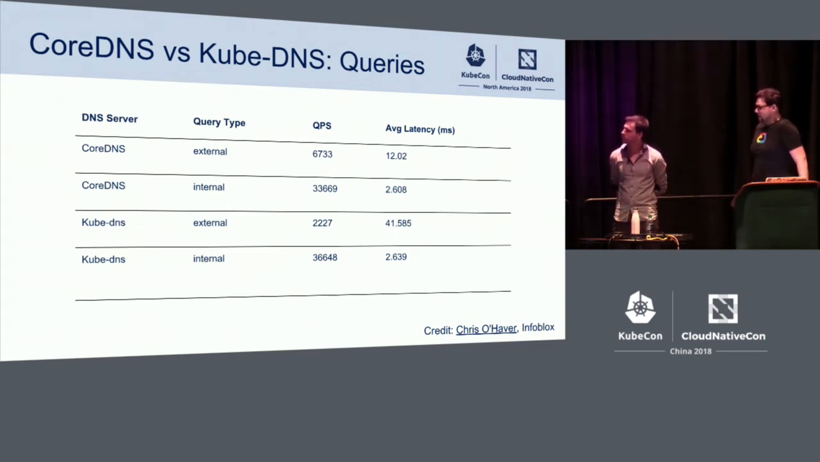Additionally, the amount of requests that CoreDNS can serve is roughly comparable to Kube-DNS for cluster internal lookups. It's about 10% less QPS available for cluster internal, but with similar latencies. However, for cluster external lookups, you can see that CoreDNS has a nearly 3 times advantage in both QPS and latency.